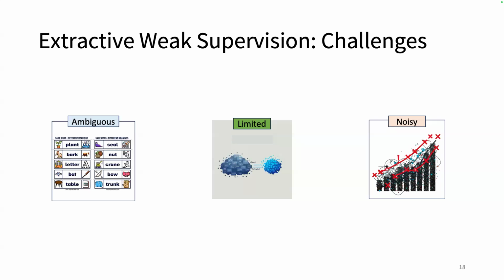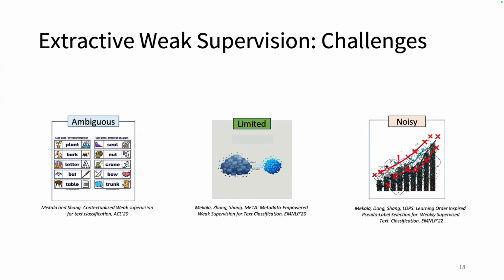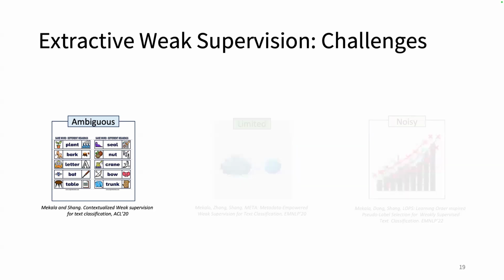When you use seed words, one word can mean different things. And it is limited in quantity. If you have an unsupervised pool of data, the amount of first version training data that we can get using the weak supervision signal is very small. And the final one, it is noisy. The correctness of the labeled data that we get is pretty low. So I will briefly describe my existing works that address these challenges, starting with ambiguity.